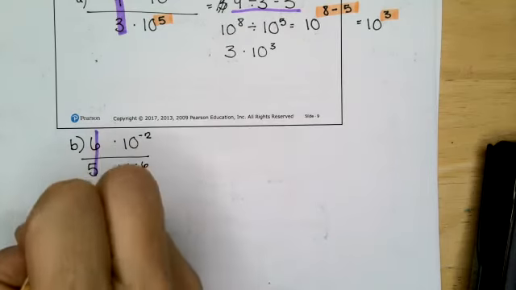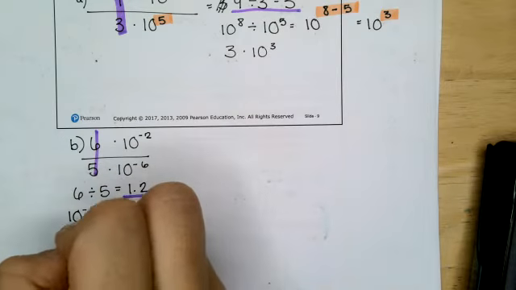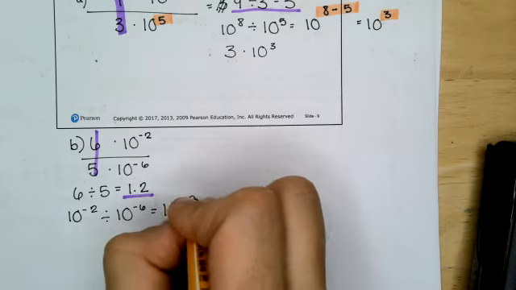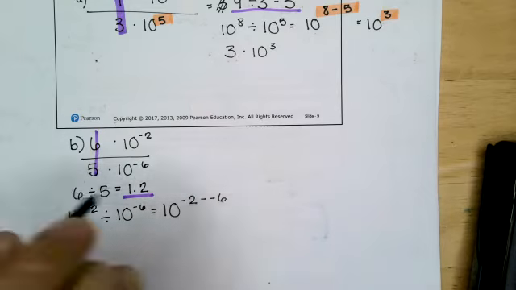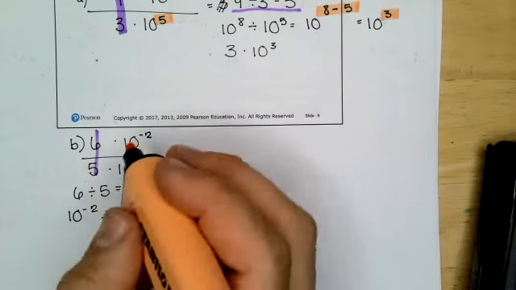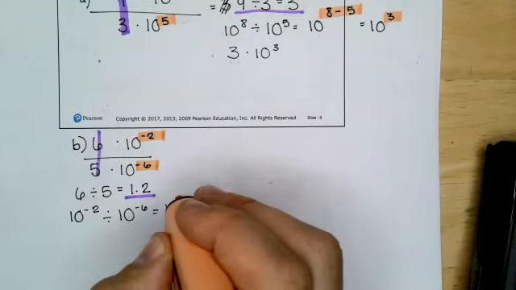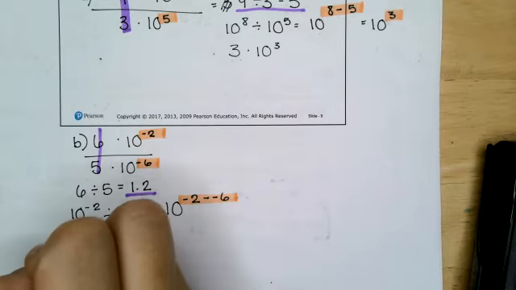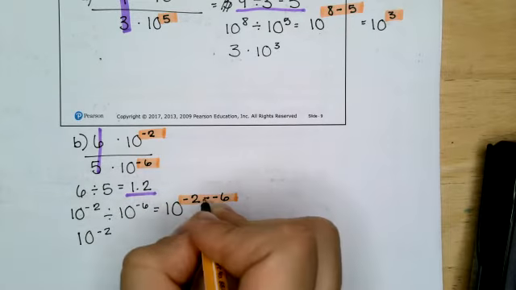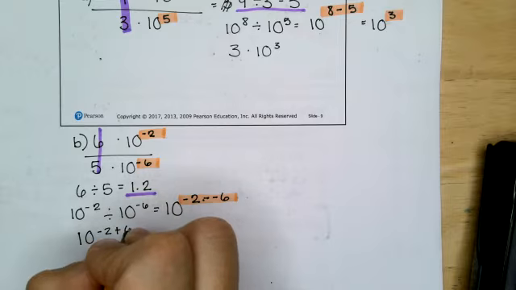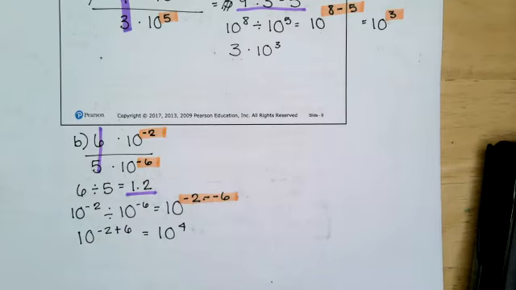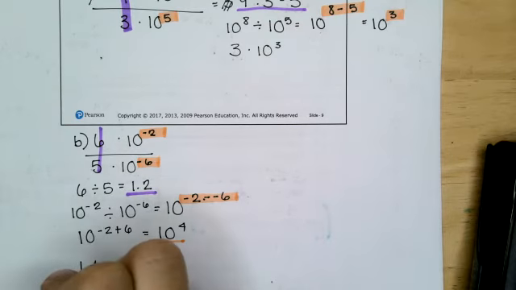And then we're going to take 10 to the negative 2 divided by 10 to the negative 6, which is 10 to the negative 2 minus negative 6, right? Subtract the exponents. Negative 2 minus a negative 6 is negative 2 plus 6, which is 10 to the 4th. So I got 1.2 times 10 to the 4th.